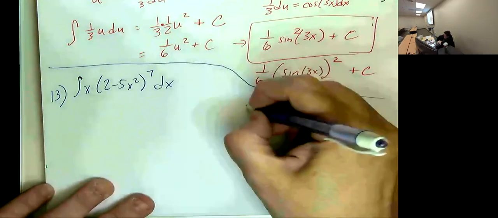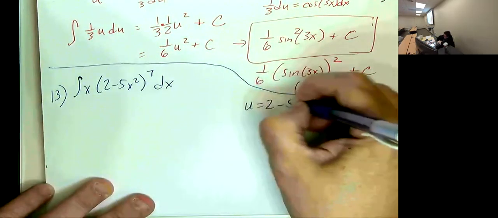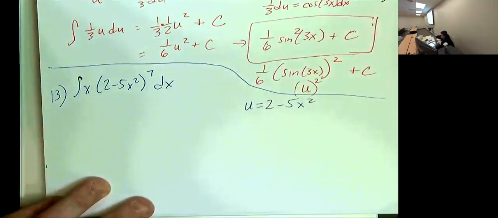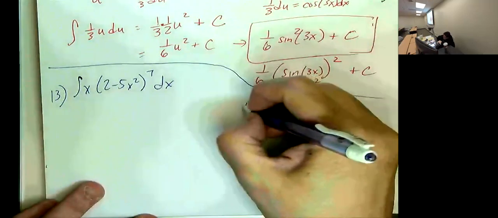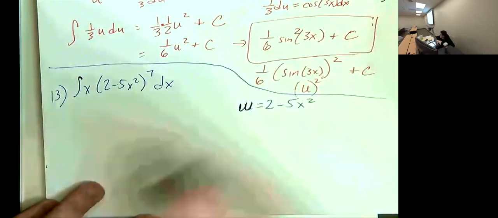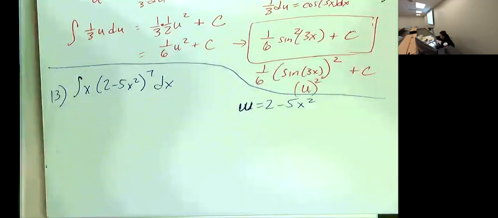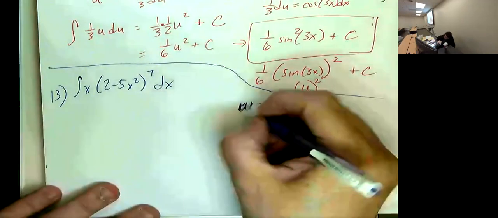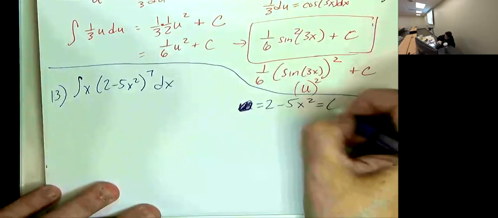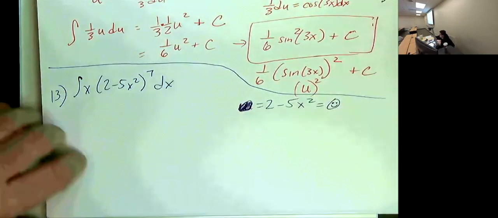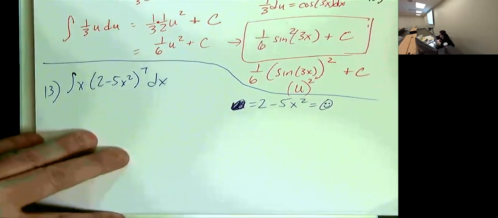Let's say u equals 2 minus 5x squared. You know what? I'm tired of using u. I'm going to use w. I'm changing things up. You know what? No, we're going smiley face. I want to make it clear to you, variables are not the important thing as long as you label what the variable is.